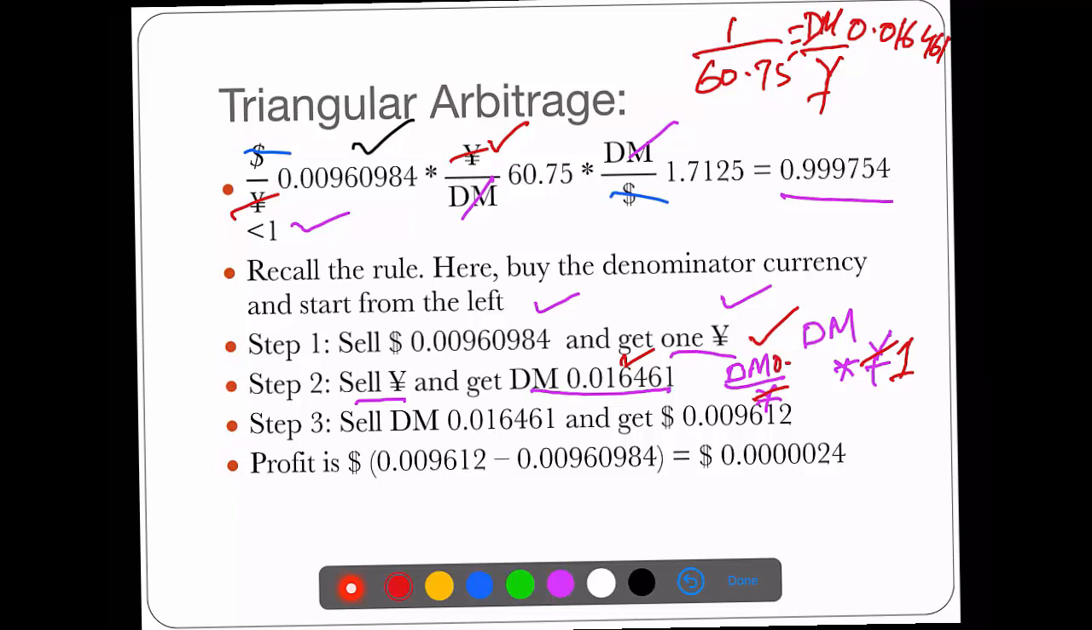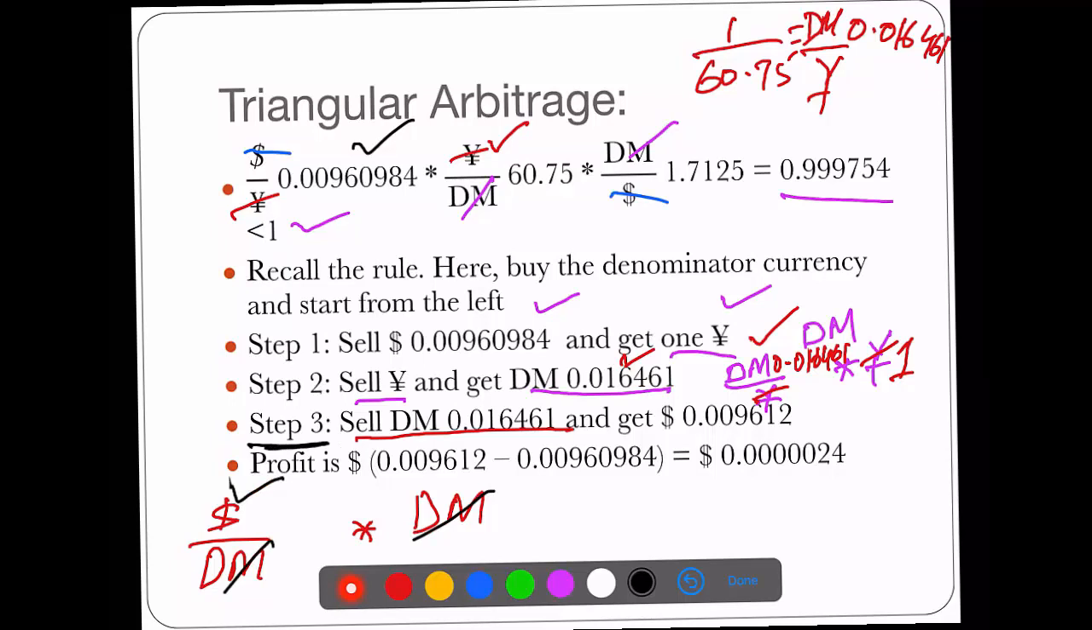So 0.016461, and this is the reason why over here yen got cancelled, and the Deutschmark which we'll get is 0.016461. In the third step, we'll sell this Deutschmark 0.016461 and get the dollars. So it means we needed the setup like this: dollar divided by the Deutschmark multiplied by the Deutschmark, so that the Deutschmark should cancel with each other, and all we should be left with by the end of this step is the dollars.